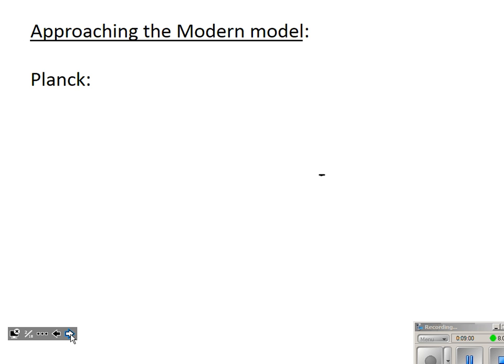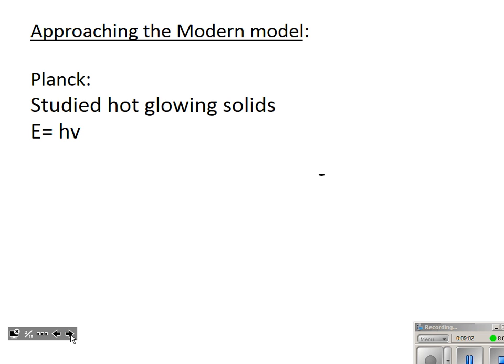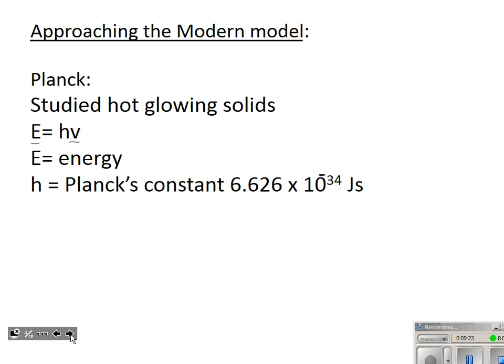And basically he said that the more energy you put in, the higher the frequency of color that comes off. What he could see. Remember that our eyes only see a really small amount of waves. And this was his relationship. Energy and frequency are directly proportional, and that h is Planck's constant. 6.626 times 10 to the negative 34 joule seconds. That is not a joule per second, it's a joule times a second.